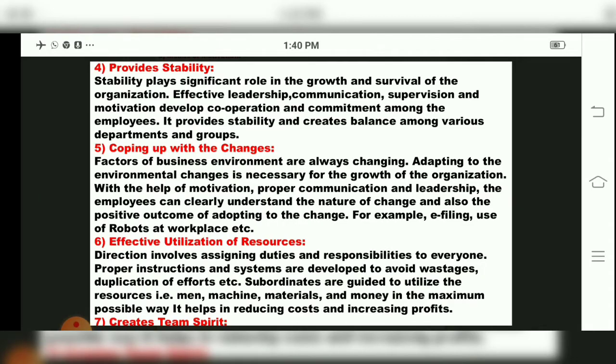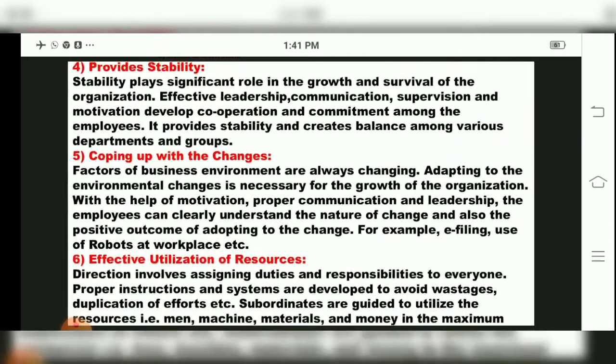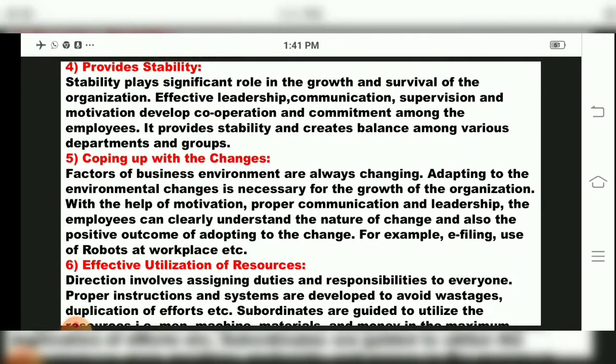So with the help of directing, when we guide the employees and we have proper communication between the management and employees, what will happen? There will be stability in work, effective leadership will be there, communication will be there, supervision means the manager will supervise the employees. Also he will look whether the work is done properly or not. Commitment will be there. Among the employees, if commitment is there, they promise the manager that we will complete our task and then only we will go home, children. It will provide stability. It will maintain quality and quantity of work. It will have balance among various departments and groups.